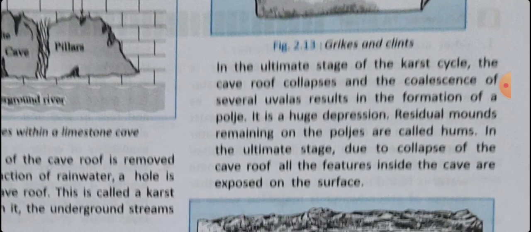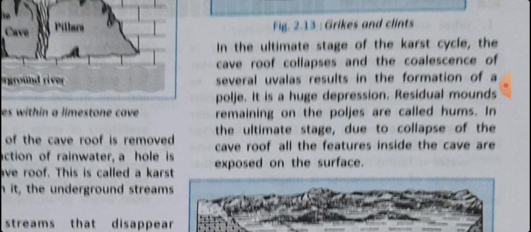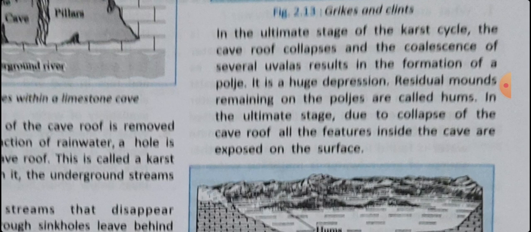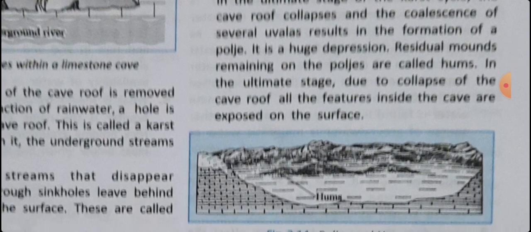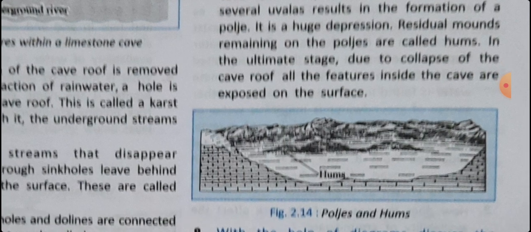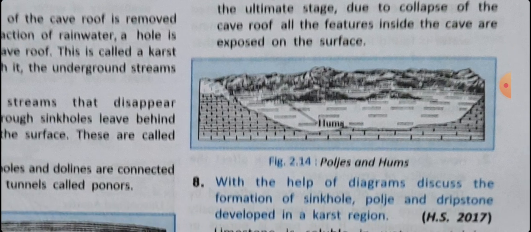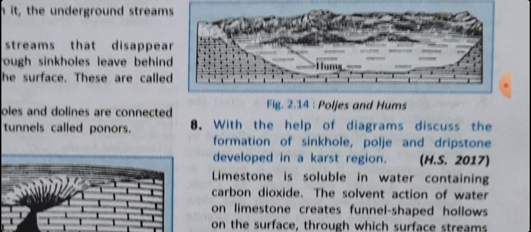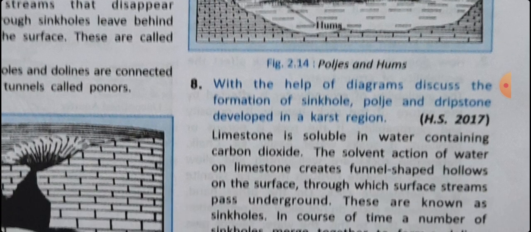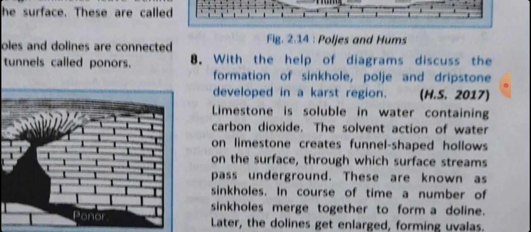In the ultimate stage of the karst cycle, the cave roof collapses and the coalescence of several uvalas results in the formation of a polje. It is a huge depression. Residual mountains remaining on the polje are called hums. In the ultimate stage, due to collapse of the cave roof, all the features inside the cave are exposed on the surface. So the polje and hums diagram is given here. You also have to draw this while giving the answer.